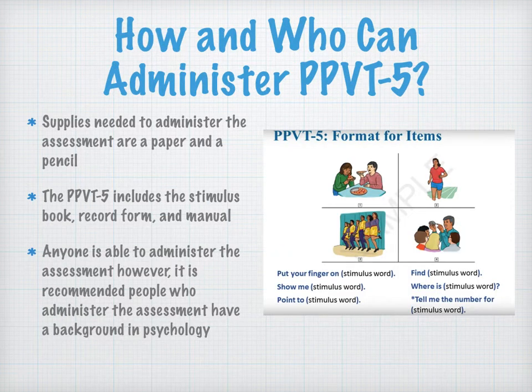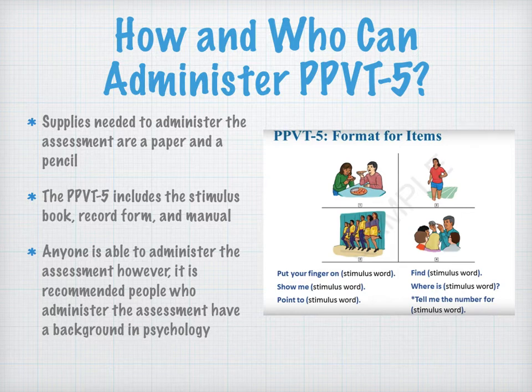How to administer and who can administer the PPVT-5. Supplies needed to administer the assessment are a paper, pencil, and the client. Qualification level to administer the PPVT-5 assessment is level B, which means that it requires no professional degree, accreditation, or license. However, it is recommended the assessor has a background in psychology.